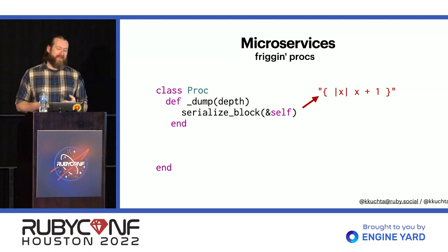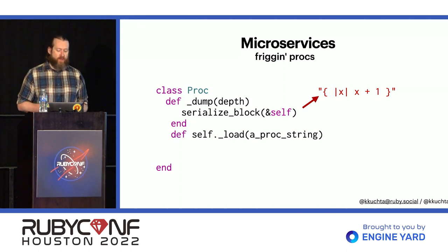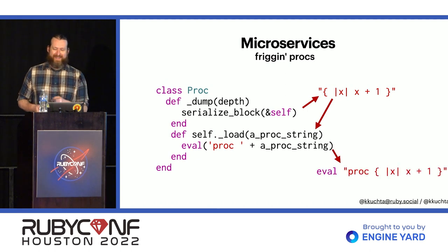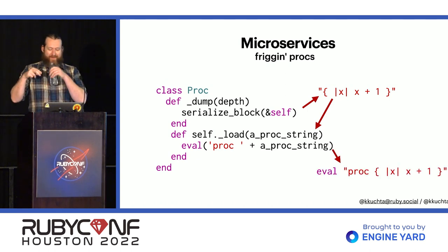If you tell Marshal how to serialize something, you have to tell it how to deserialize something. You do this by defining a load method, which takes in the same thing your dump method put out. Now, given a string like this, how would you turn that into a real live in-memory proc? Well, you can just prepend the string with proc and eval it. And you're going to eval something like that.